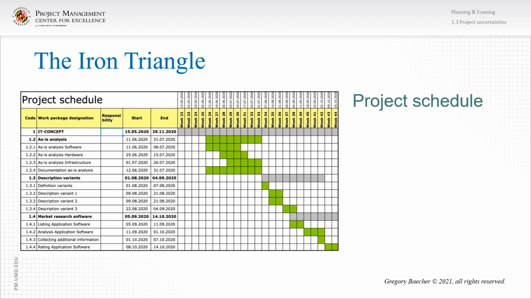And so now let's look at the second apex of the iron triangle, project schedule. Lots of things can go wrong in project schedule. First are the obvious things. When we're putting together a schedule, we estimate or appraise activity durations. We may be wrong. Well, we surely will be wrong. The question is, how wrong will we be?